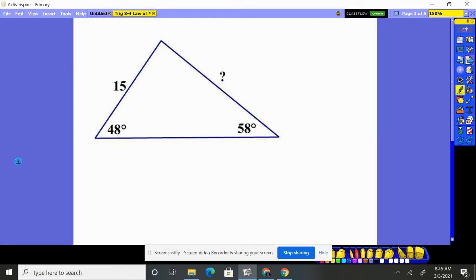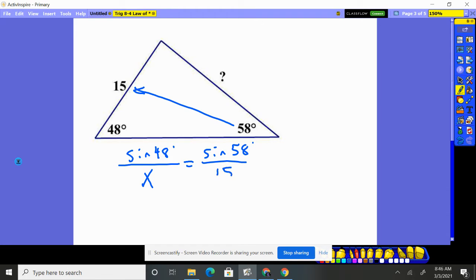So let's look at this example. What do I know is true? Now I have two angles. It's not a right triangle, so I'm not going to use SOHCAHTOA. I want to find this question mark over here. So I know the sine of 48 degrees over its opposite side, which in this case is the question mark, the unknown, is equal to the sine of 58 degrees over its opposite side, which is 15. I know that those are of the same ratio, so I'm going to set them equal. Both of those come out to be the exact same decimal value.